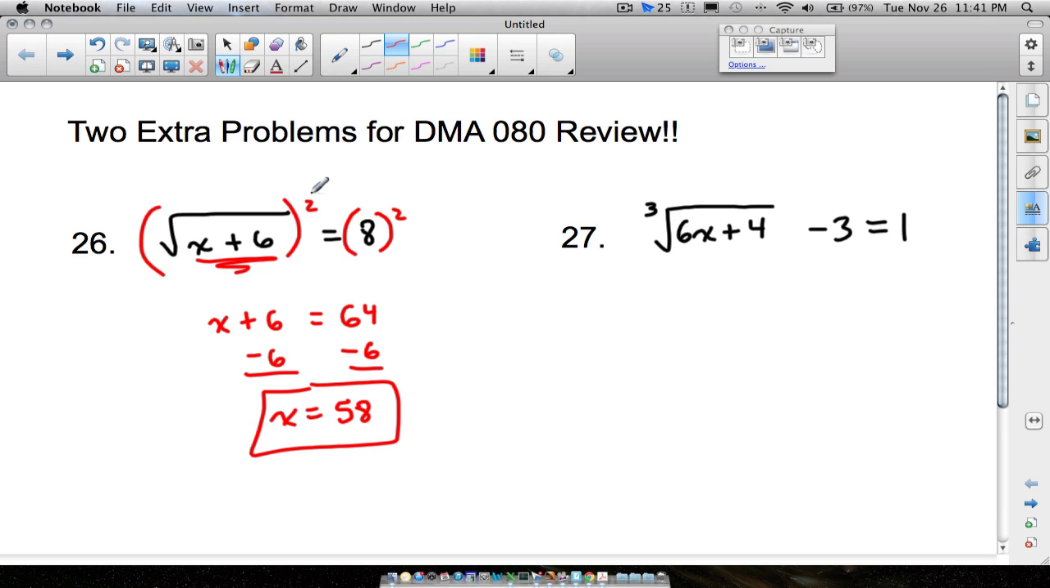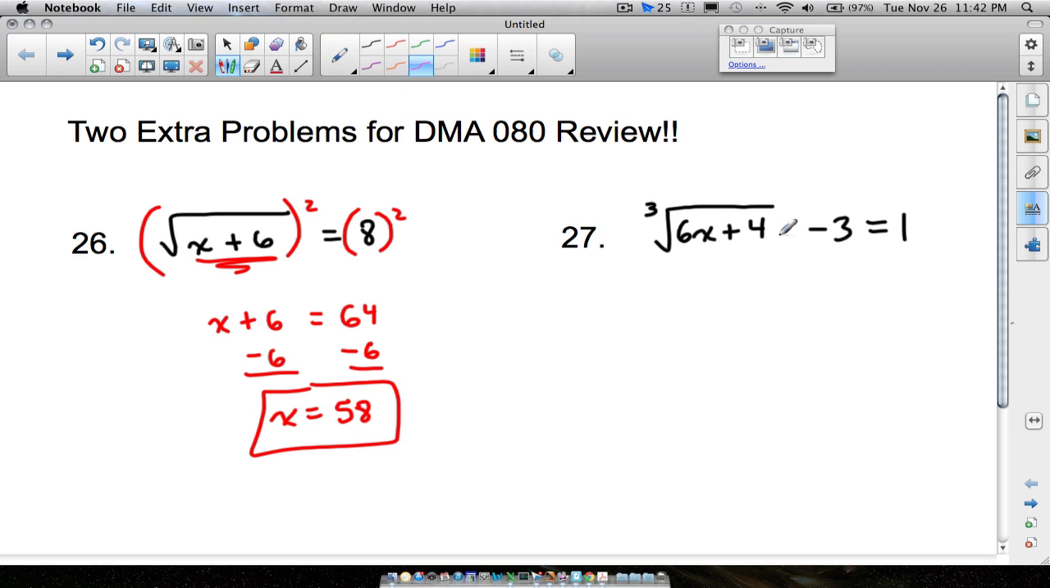If we take 58 and plug it back in, before I wrote all this red stuff down, if we just plug 58 in here, 58 plus 6 is 64, and if you take the square root of 64, you do get 8. So that does work there.